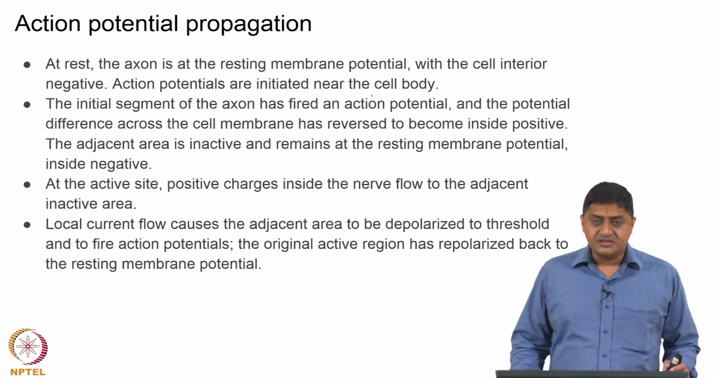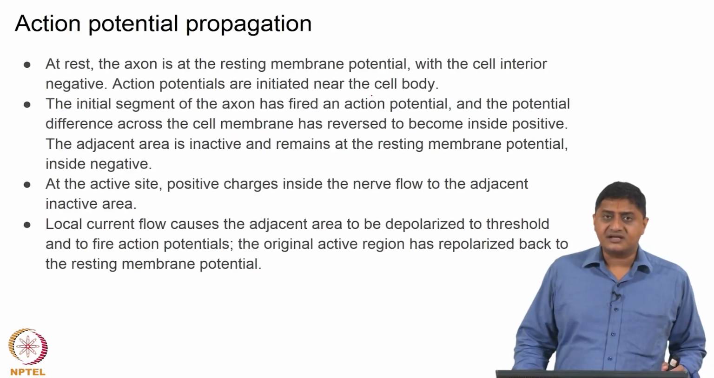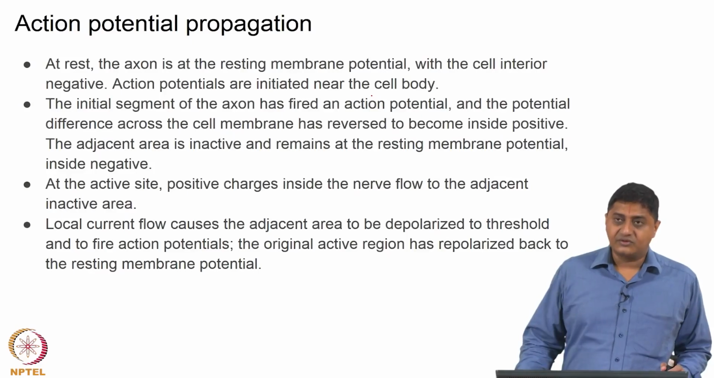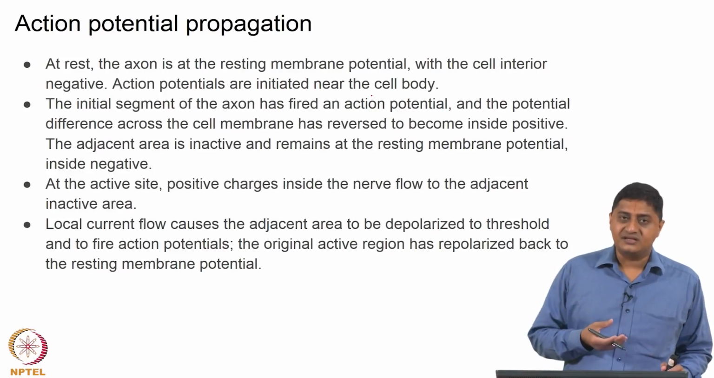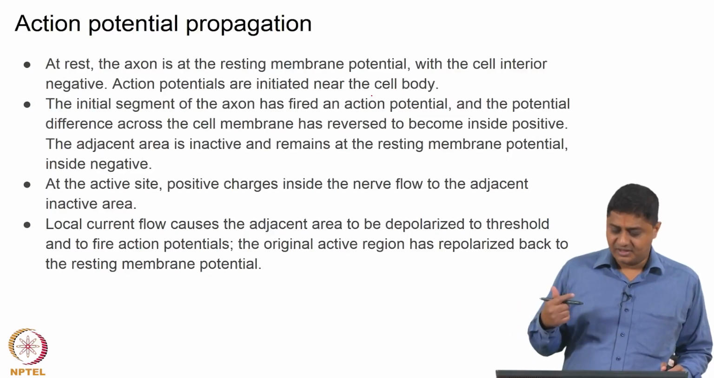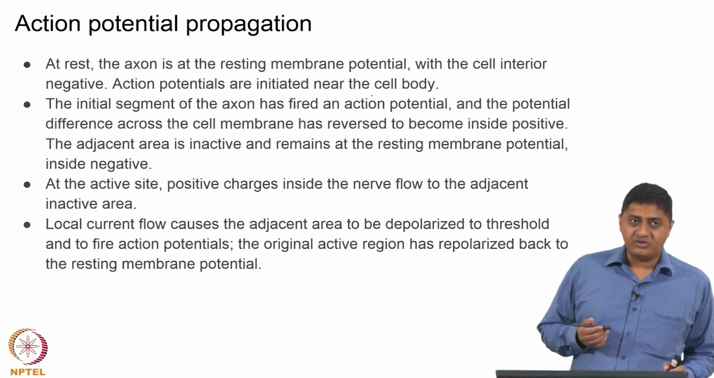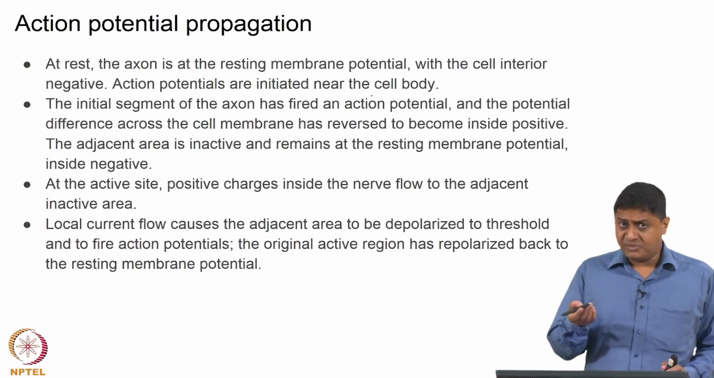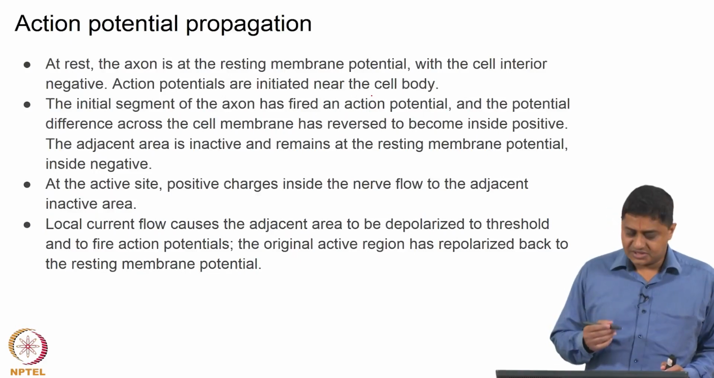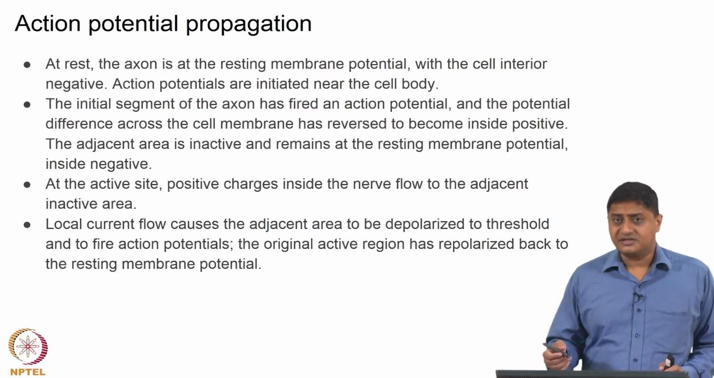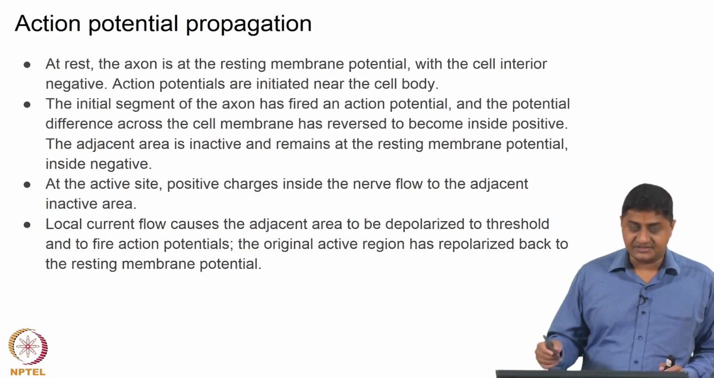So, these are the three topics we will discuss in today's class: propagation, velocity, and factors affecting conduction velocity. At rest, the axon or the neuronal cell membrane is at resting membrane potential. That means the inside of the cell is more negative when compared with the outside, and at some points, either due to a stimulus or due to the opening of voltage gated sodium channels, for a brief amount of time the membrane will become more positive. This situation is called action potential, and action potentials are usually initiated near the cell body or the soma. We will discuss that in the next slide.